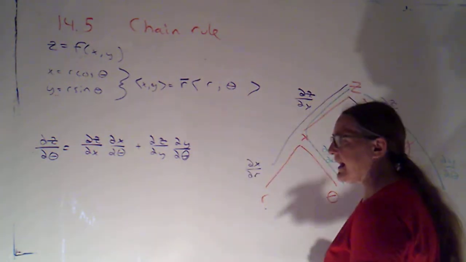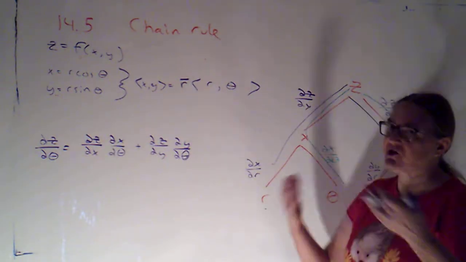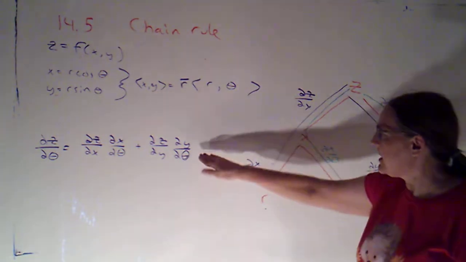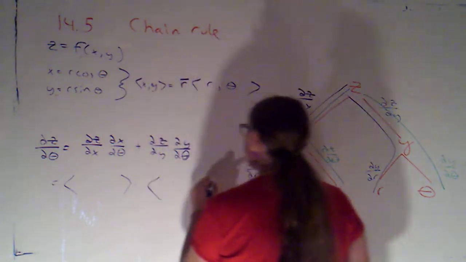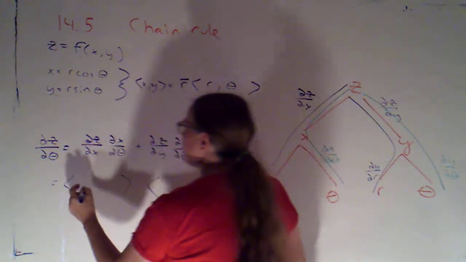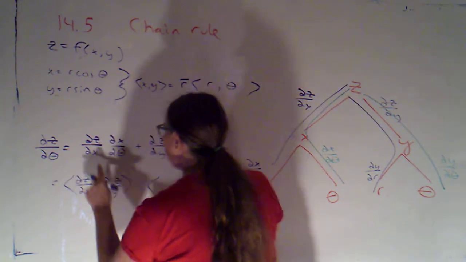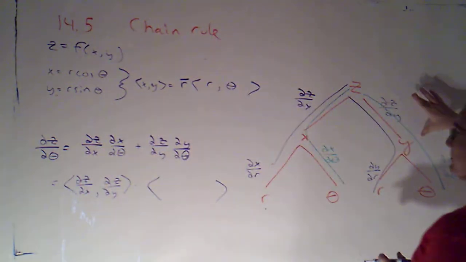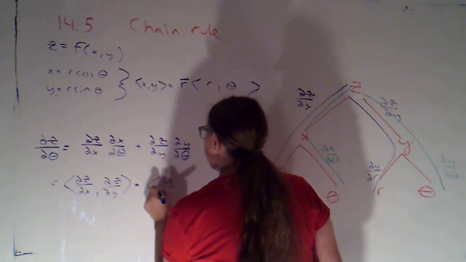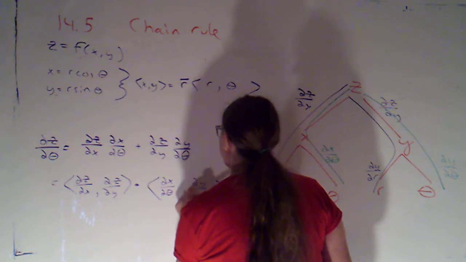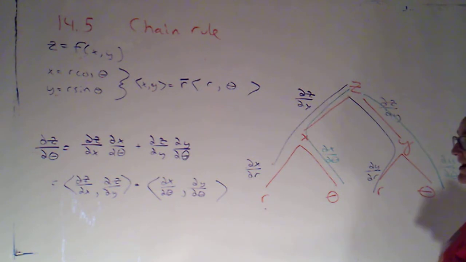Just wanted to point out that when I did this, we got a sum of products. We're pretty much always going to get a sum of products. But a sum of products I can always interpret as a dot product. This would be the dot product of partial z, partial x, partial z, partial y. Those are the partials from the top part of my diagram, dotted with partial x, partial theta, partial y, partial theta. Those are the derivatives from the bottom part of my diagram.